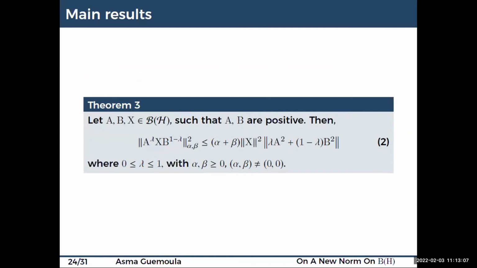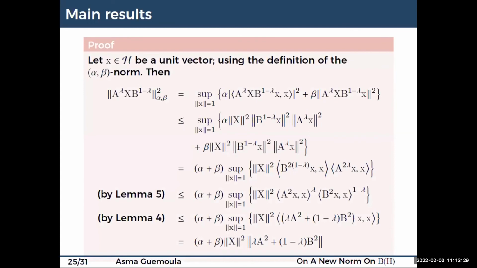Theorem 3. Let A, B, X in B(H) such that A and B are positive, then we get this inequality, where lambda is between 0 and 1, and alpha and beta are positive, not both nil. Proof. Let x in H be a unit vector. By using the definition of the alpha-beta norm, some equalities and inequalities, and Lemma 5 and Lemma 4, we get the proof of this inequality.